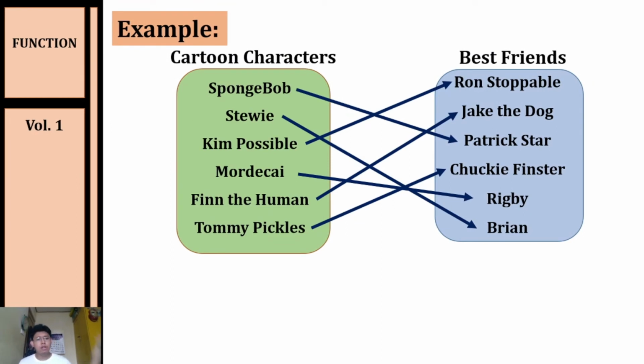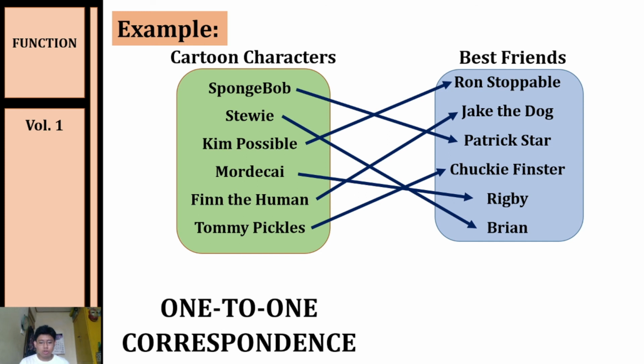So, for example, we have the cartoon characters paired to their best friends. So, looking at our examples, SpongeBob is paired to Patrick, Stewie is paired to Brian, Kim Possible is paired to Ron, Mordecai is paired to Rigby, Finn the Human is paired to Jake the Dog, and Tommy Pickles is paired to Chuckie Finster. So this type of mapping is considered to be a one-to-one correspondent. And a one-to-one correspondent is a function.